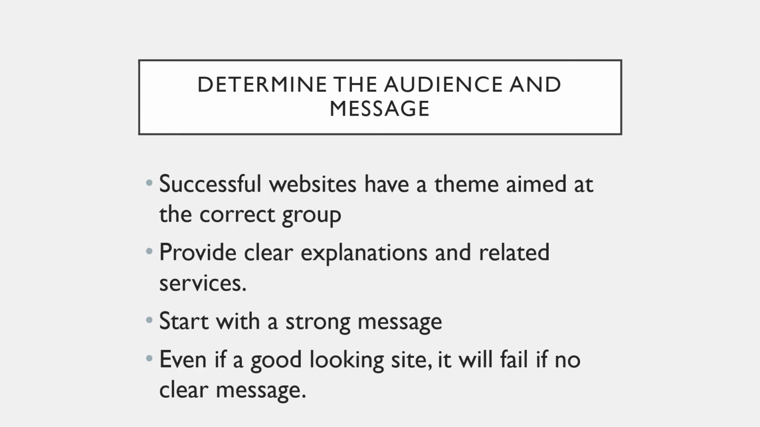To determine the audience and the message, successful websites, as you know, will have a theme aimed at the correct group. Look at the Weather Channel's website. It gives the weather, but it's intended for a certain audience. It's intended for people who want to know what the weather is. When you go on the Weather Channel's website, you'll notice that the forecast bar is at the top, and it's rather prominent that you can search for your zip code and search for your city where you want to look for. They have the quick information that you want up front, so that you can access it quickly. So keep that in mind if you're building a website.